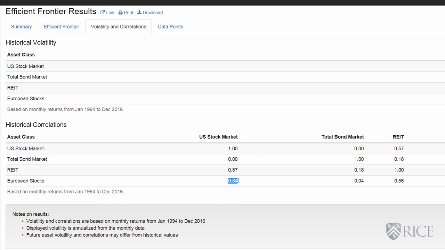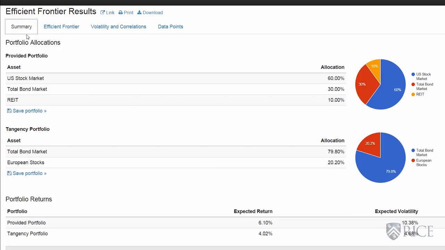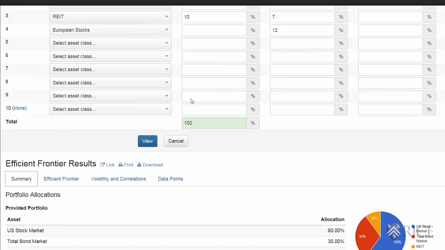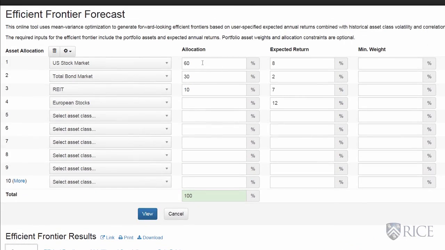European stocks are pretty highly correlated with the U.S. stock market, but really not very correlated at all with the total bond market, and pretty good diversification with REITs as well. So I think I'm going to look at the results again, but add some allocation to my European stocks. So I'm just going to run this one more time. I'm going to take 10% off of U.S. stocks. I'm going to take 10% off of bonds, and I'm going to add 20% to European stocks and see how that fares.